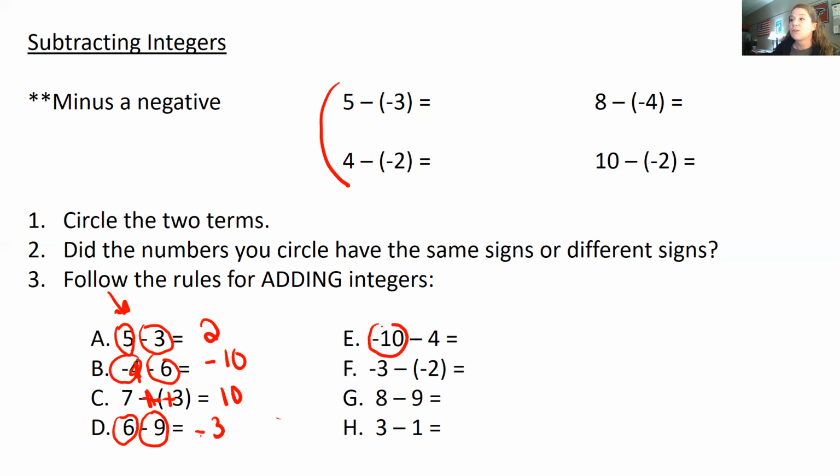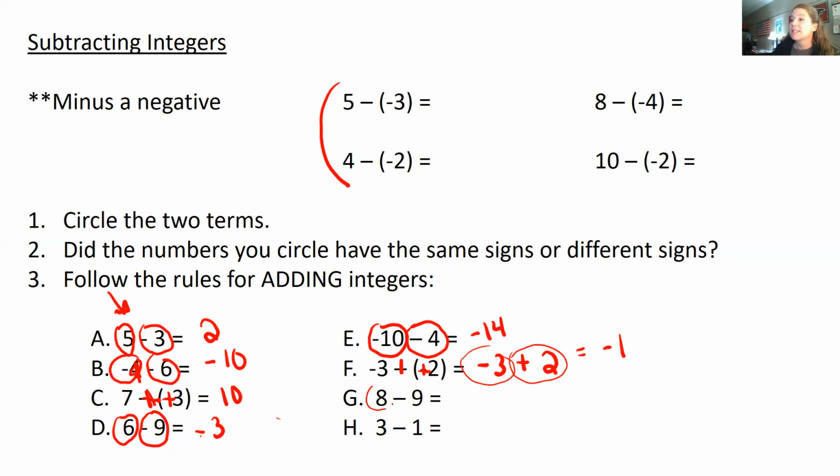Letter E, we circle our two terms. Well, we circled two numbers that have the same sign. So the song says same signs, add, and we keep the sign. So we get -14. All right, this one we're gonna do bam, bam. I see minus and negative. Do it every time you see minus and negative right beside each other. So basically we rewrote this to -3 plus 2. Now we have two numbers that have different signs, subtract, keep the sign of the bigger digit, and we get -1.